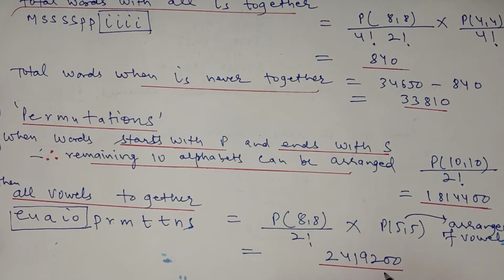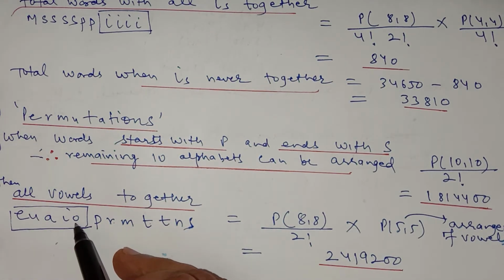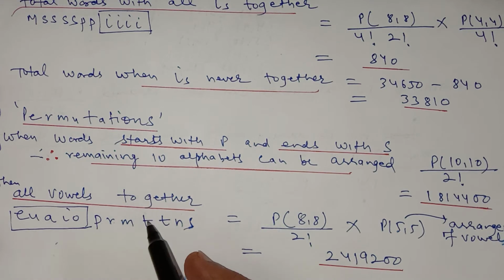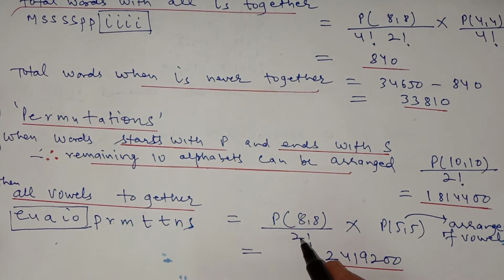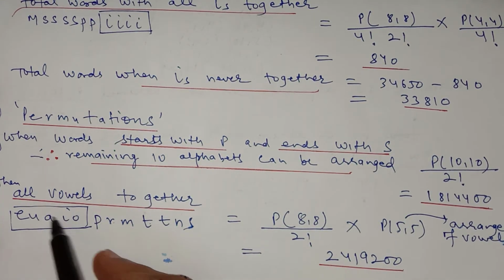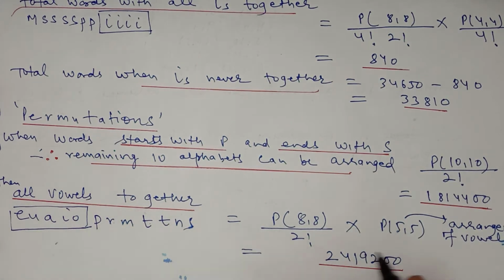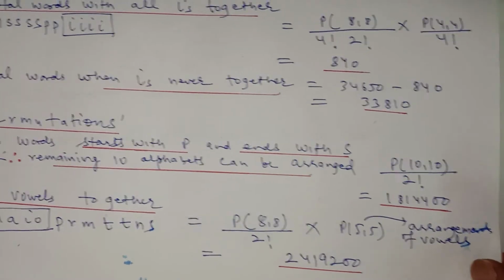See it very carefully. First of all, arrange them considering all the vowels as one alphabet. So 1, 2, 3, 4, 5, 6, 7, 8. And in this, T is repeating 2 times, so divided by factorial 2. And because these 5 alphabets, that is the vowels, can arrange themselves, they can arrange themselves in permutation of 5, 5, because there are 5 alphabets and without repetition. So it will be permutation of 5, 5. So this is the second part of this question number 11.